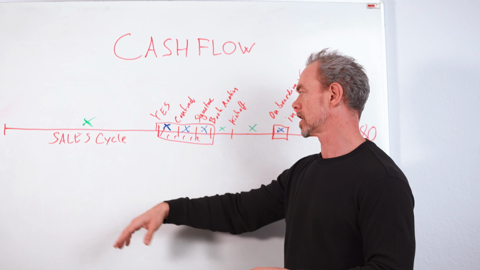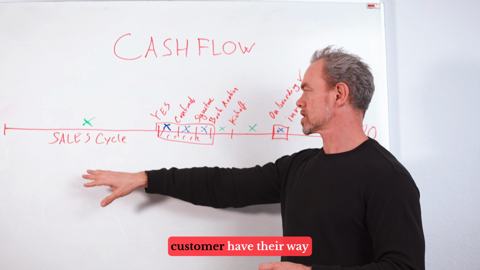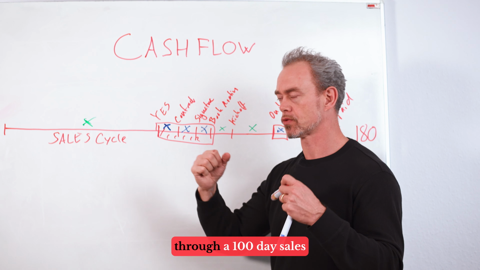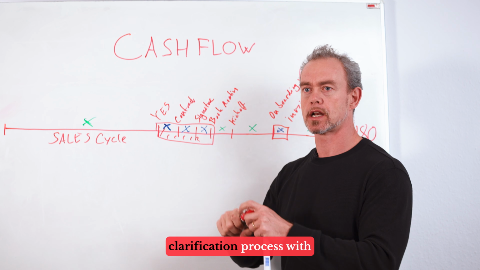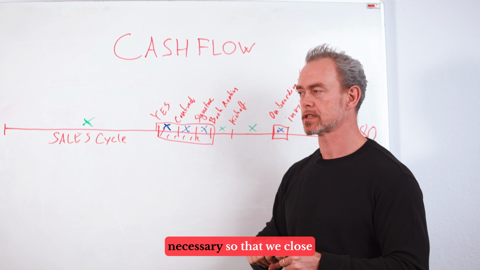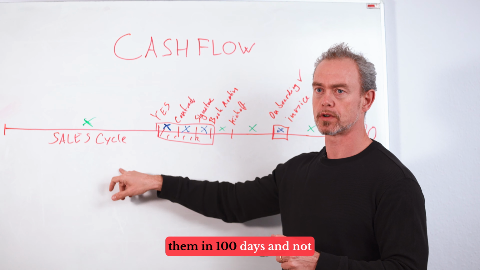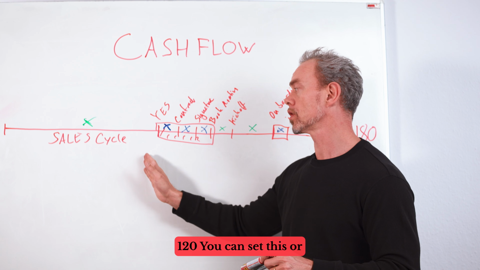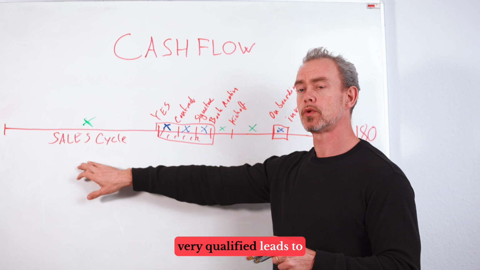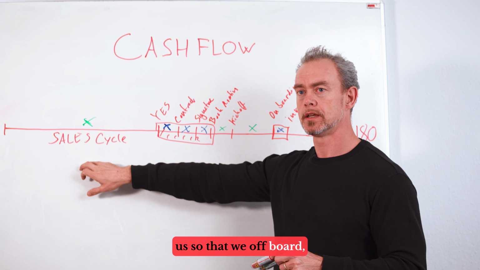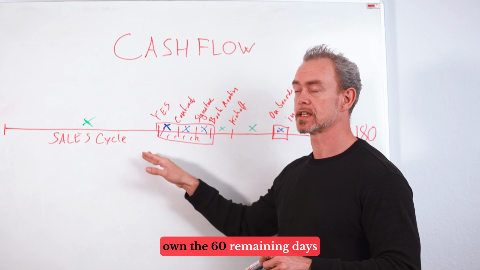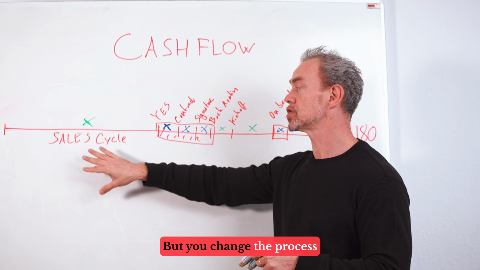We can say, well, instead of just letting the customer have their way with our sales, we can create a very structured process where we take them through a 100-day sales clarification process with all the different due diligence meetings and contract negotiations necessary, so that we close them in 100 days and not 120. You can set this, or we can have partners that actually only deliver very qualified leads to us, so that we offboard, let's say, 60 days of the sales cycle to a partner, so we only own the 60 remaining days, something like this. But you change the process.